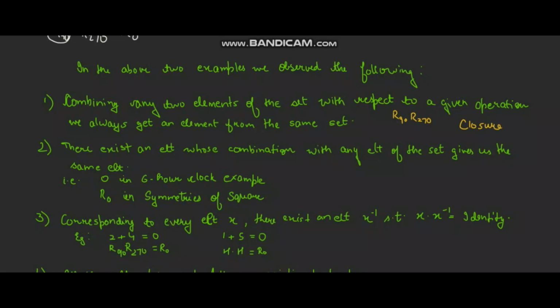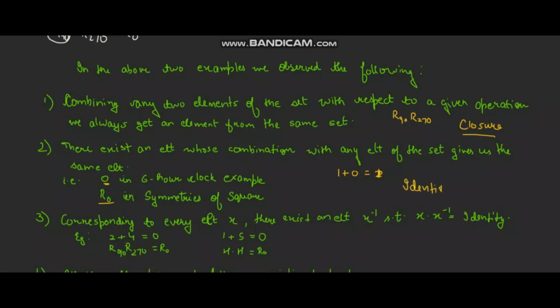Now the second property which the examples showed was that the combination of any element with a particular element gives us the same element. Like in the first example we had 0, whose combination with any element of the set gives us the same element. Like 1 plus 0 was 1, 2 plus 0 was 2, like that. And in the second example it was R0. Such elements are called the identity element. So we found an identity element in both the sets.